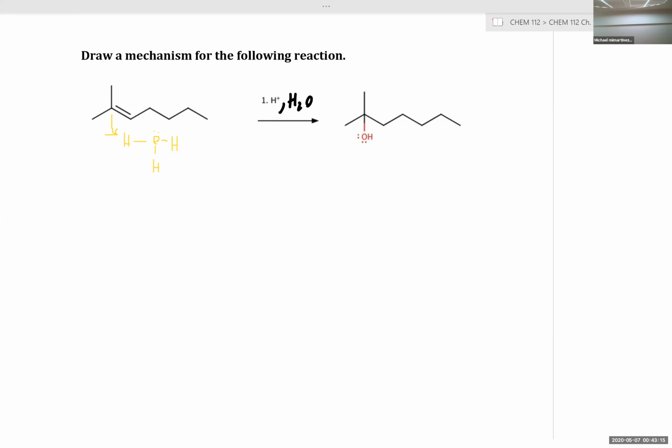Yep, so we protonate our alkene. Try drawing the product in a separate line. So after your first arrow pushing step, you draw the intermediate and then you keep going through the mechanism.